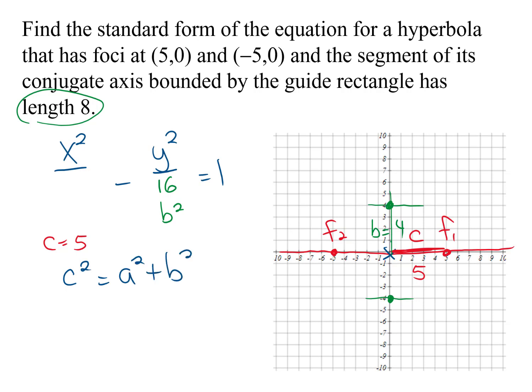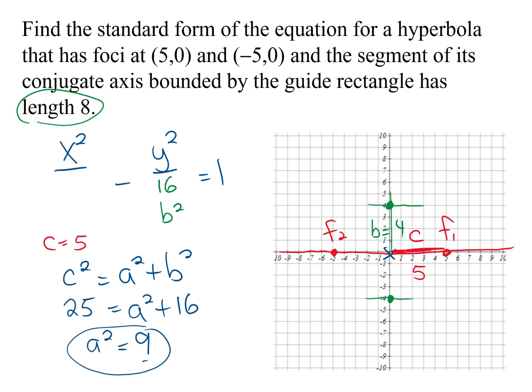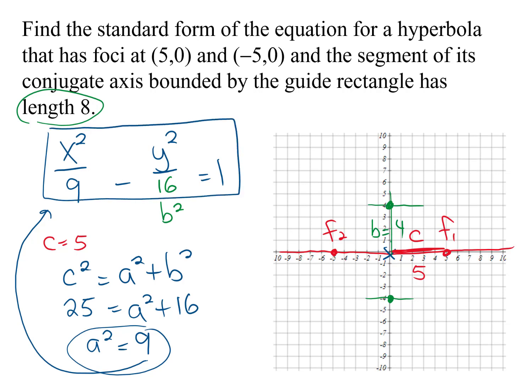c squared equals a squared plus b squared. So let's square the c. 5 squared is 25, equals, I don't know a squared, but I do know b squared, that's 16. So I can solve this for a squared by subtracting 16 from both sides, and it looks like that would leave me 9. So a squared is 9, so I can put that in up here, 9. And I have the equation of my hyperbola.